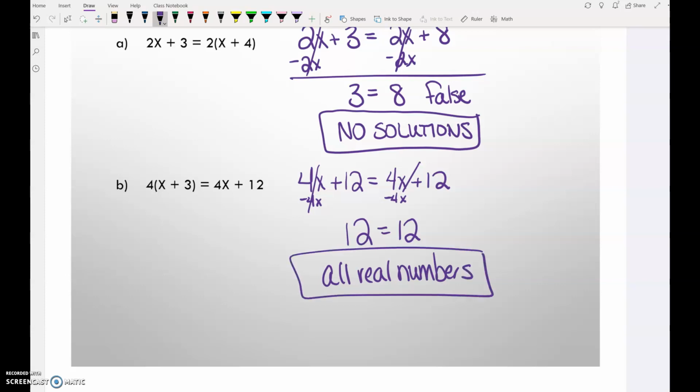If you're left with a true statement, the answer is all real numbers. If you're left with a false statement, it's no solutions. So we could pick any x value in the world and plug it into that equation, and it would work. It would create a true statement every single time.